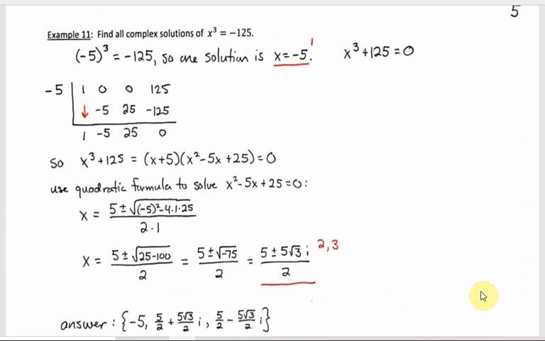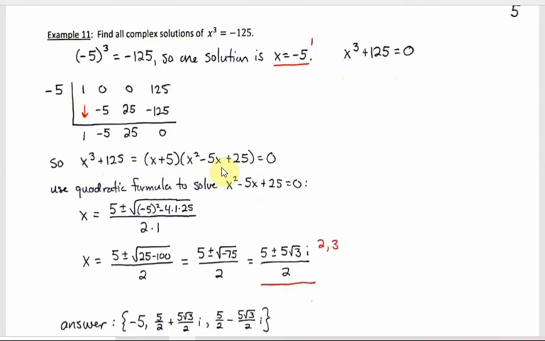Example number 11 is about the same thing as example number 10. It's another cubic, and it's another one where you can get one of them right away, where you can say, well, negative 5 cubed would give me negative 125. So one solution has to be negative 5, right? So x equals negative 5, that's the first one. And then I rewrote x cubed equals negative 125 as x cubed plus 125 equals 0, because then I used synthetic division here to rewrite x cubed plus 125. It'll be x plus 5 times x squared minus 5x plus 25.